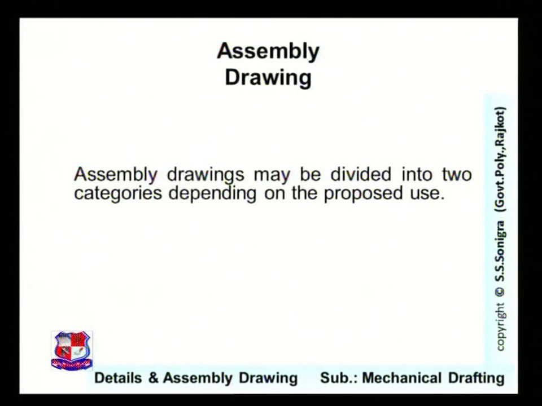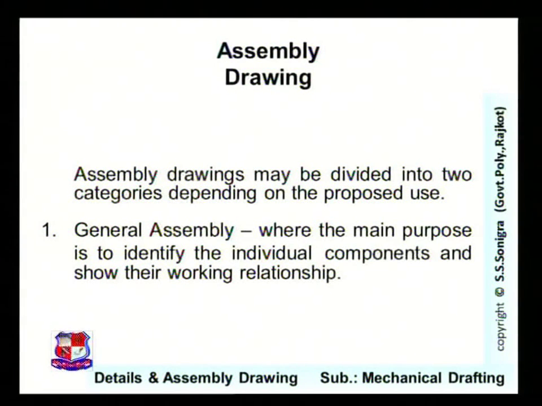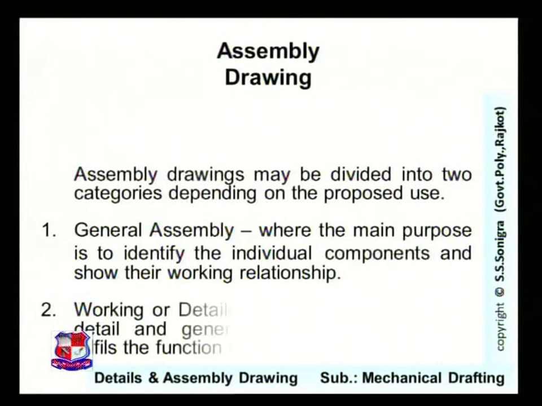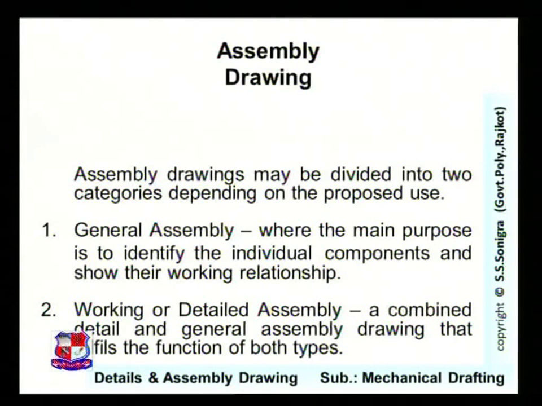Assembly drawings may be divided into two categories depending on the proposed use. The first is general assembly, where the main purpose is to identify the individual components and show their working relationship. That is called the general assembly. And second is working assembly or detailed assembly, which we know as a detailed drawing. It is a combined detail and general assembly drawing that fulfills the function of both types. It is an assembly drawing, and it also shows the detail drawings of the components.